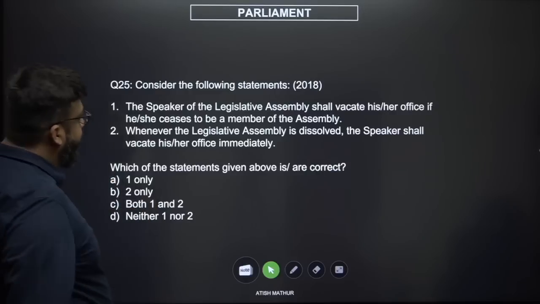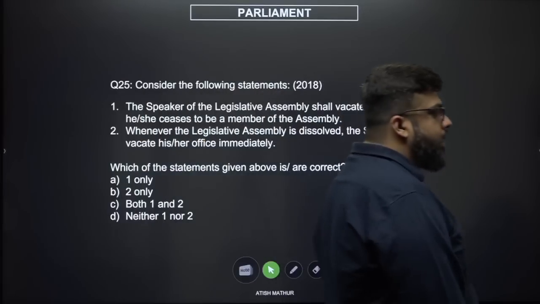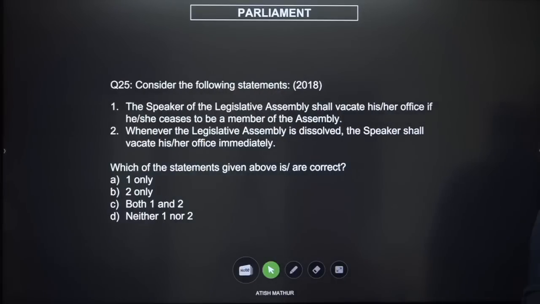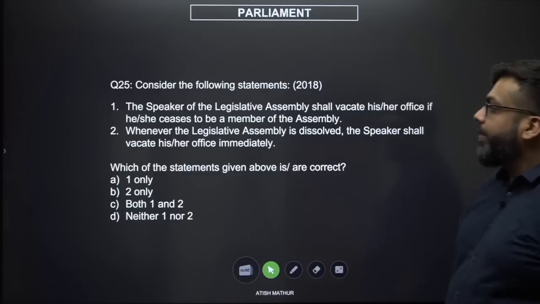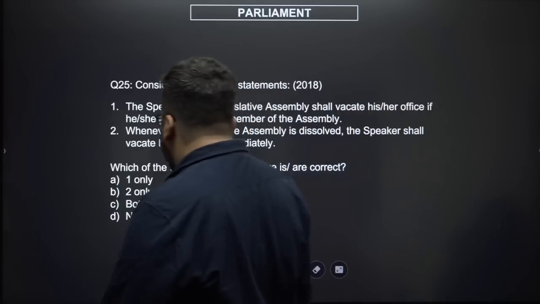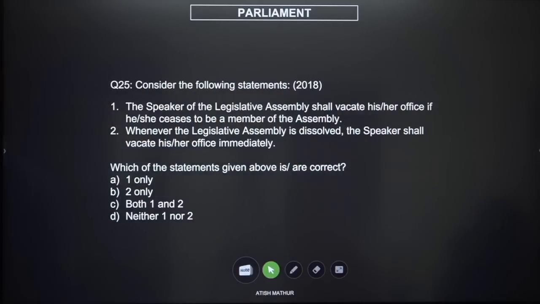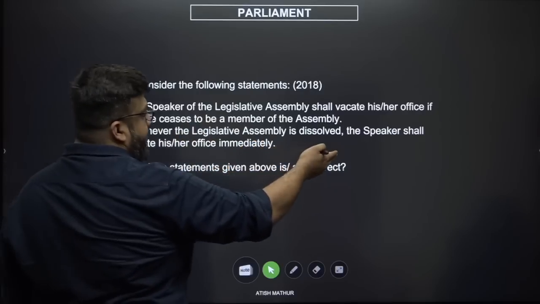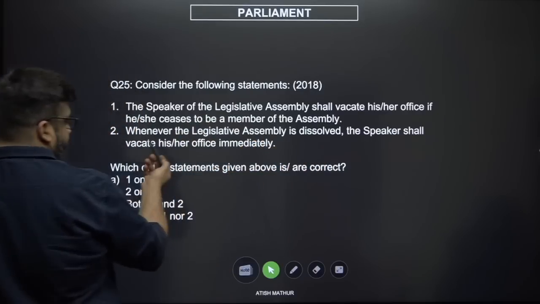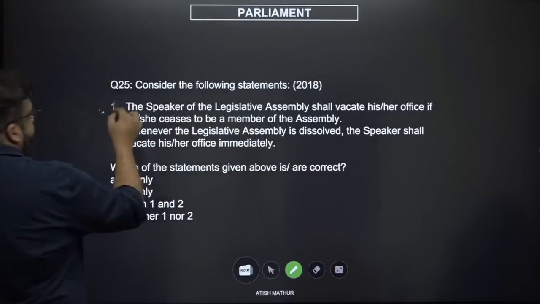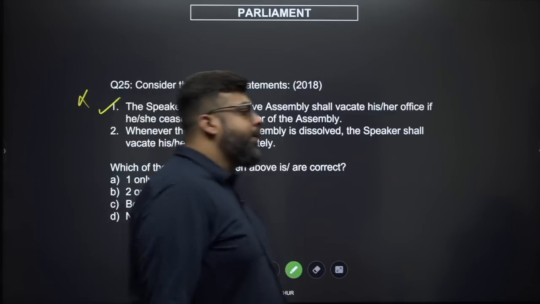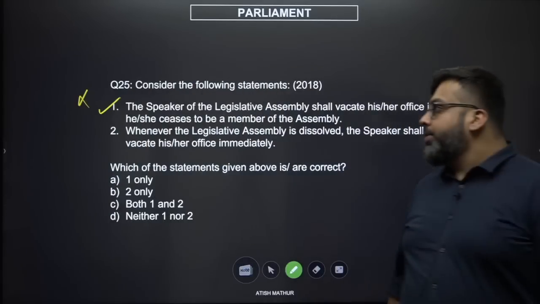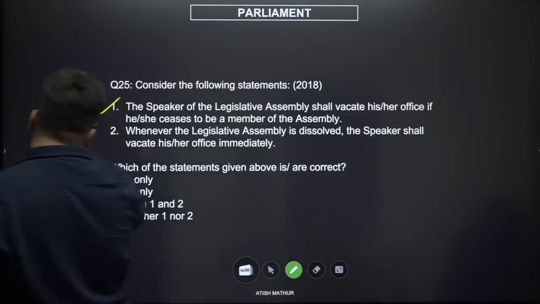Next, 25. Consider the following statements. The Speaker of the Legislative Assembly shall vacate his or her office if he or she ceases to be a member of the Assembly. Whenever the Legislative Assembly is dissolved, the Speaker must vacate their office immediately. Now, see this question carefully. If the Speaker is no longer an MLA, then you are no longer a Speaker. Sounds fair enough, because this is rule number 1, democratic mandate. You do not have the right to. So definitely this is correct. You are violating rule number 1, which is democratic mandate.